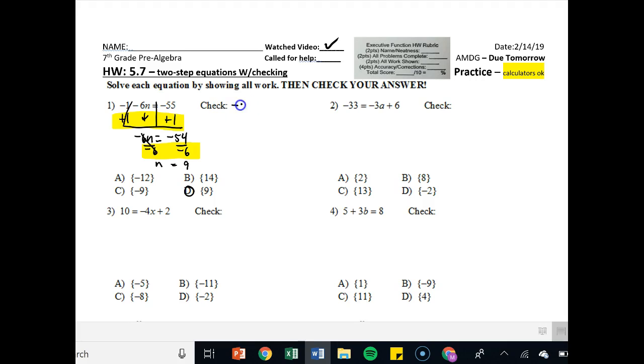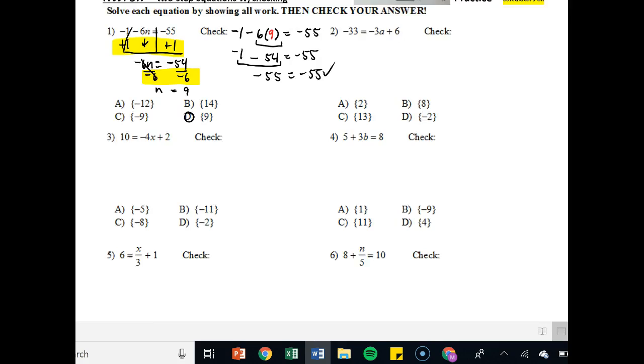When checking, you're just going to say negative 1 minus 6 parentheses, plug in 9, is equal to negative 55. Then do your math here. So negative 1 minus 54 is equal to negative 55, and negative 55, right? Because negative 1 minus 54 is negative 55 equals negative 55. Right? 2 is all on you.